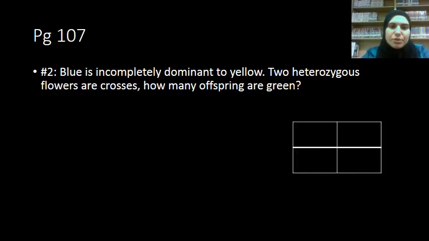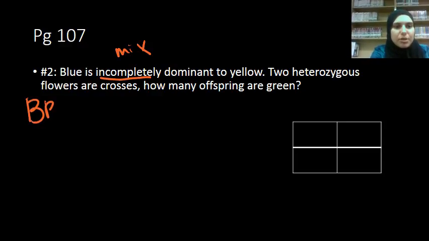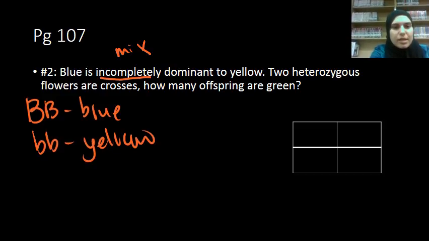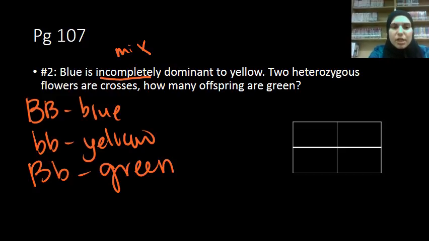Alright, the next one, blue is incompletely dominant to yellow. 2 heterozygous flowers are crossed. How many would be green? So if it's incomplete, we know that that's a mixture. So that means that one of my colors, capital BB, would be for blue. Lowercase would be for yellow. And then heterozygous, capital lowercase, would be for green. Notice how I get 3 colors, right? So these colors are my main 2, and then this one is a mixture of those 2.